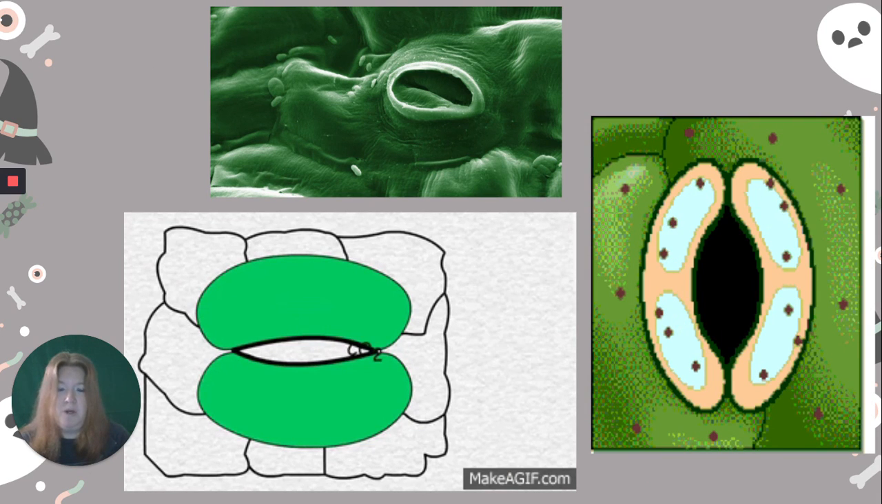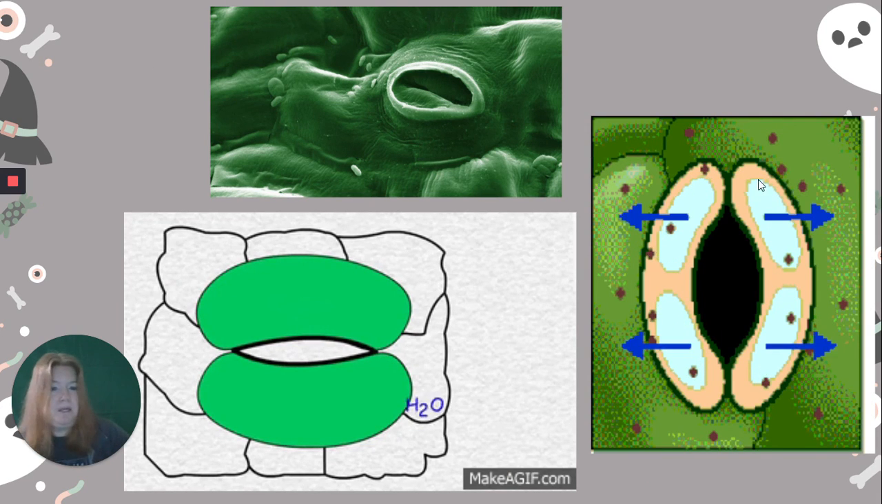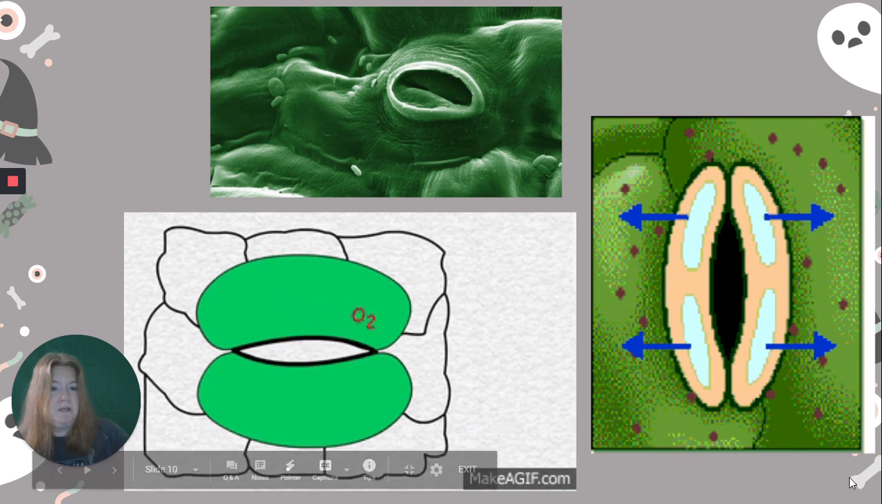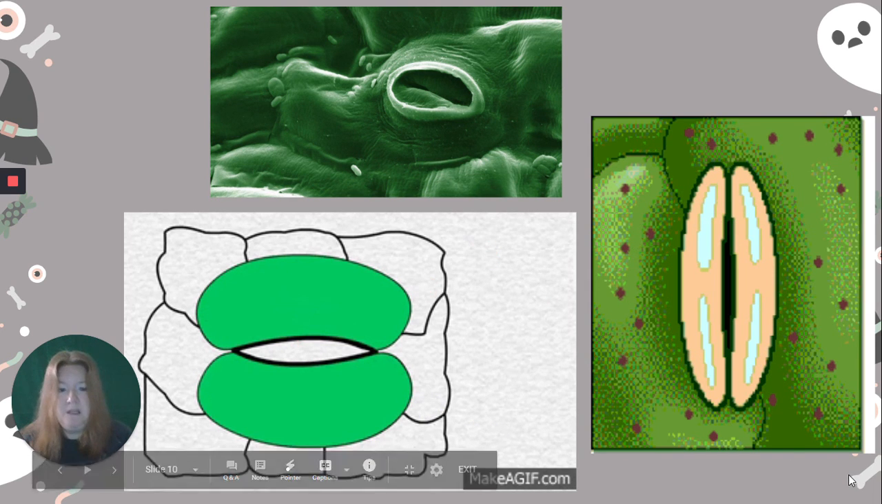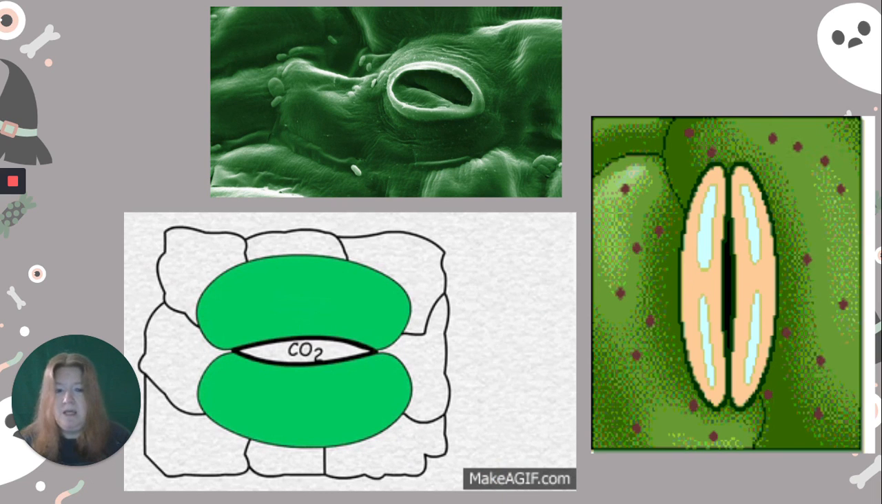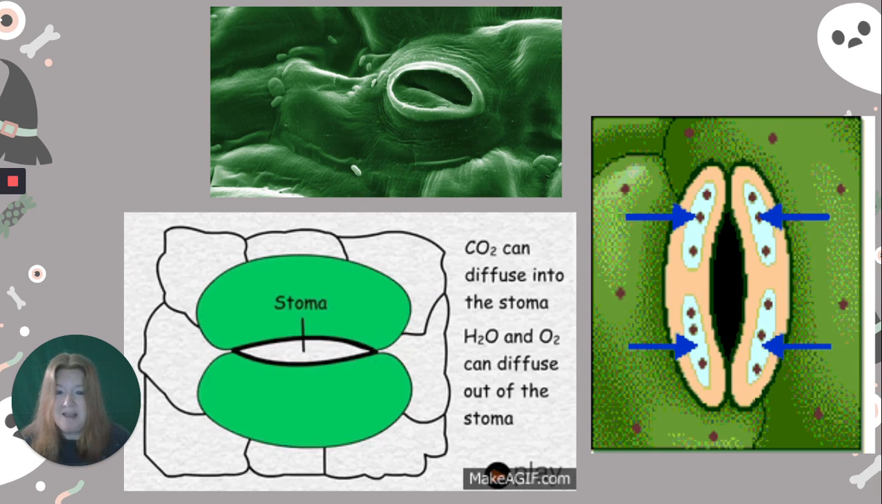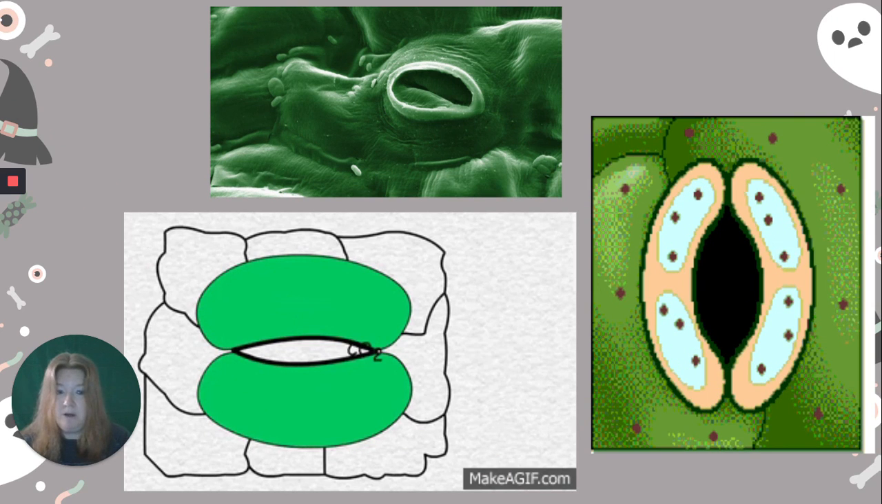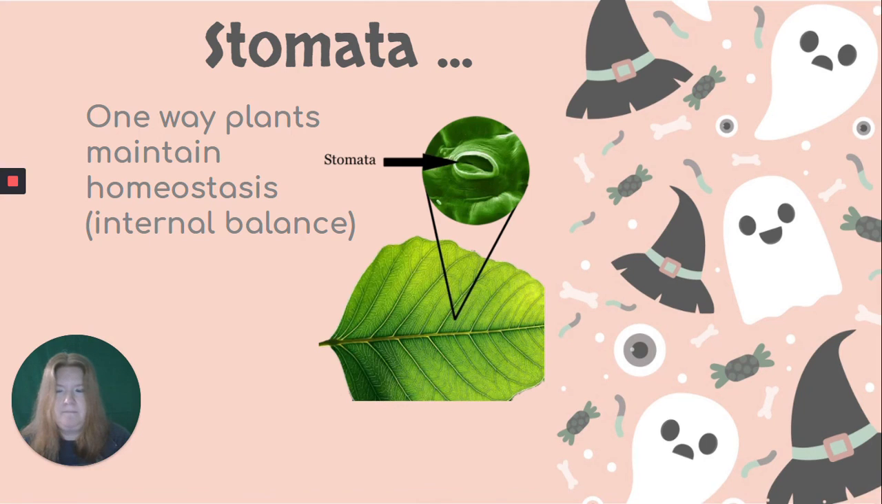Okay, so you can see right here with these arrows, as water leaves those guard cells, they shrink up and close the stomata. And then when there's plenty of water, those vacuoles inside the guard cells fill up with water and open the stomata. So this is one way that plants maintain homeostasis. Remember, homeostasis is a word that means internal balance.